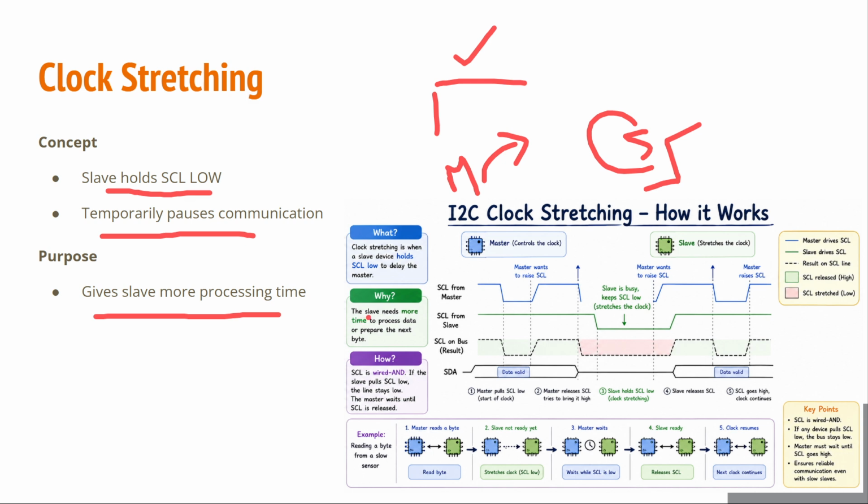So here it is mentioned that the slave needs more time to process the data and prepare for the next byte. Since it is holding the bus, the master doesn't send the next data until it is released.